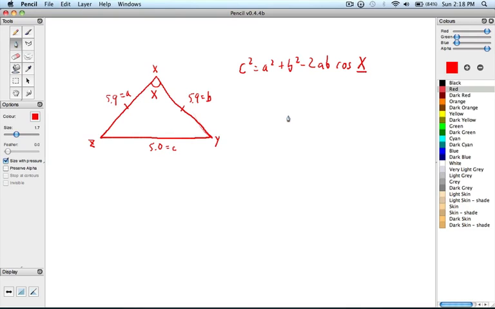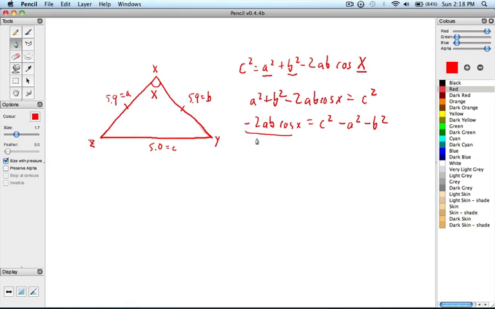So before I do anything, I want to isolate the X algebraically. So I'm going to subtract both A squared and B squared to the other side. So actually, before I do this, I'm going to say that A squared plus B squared minus 2AB cos of X is equal to C squared. So we can kind of solve for the left side. So we're going to subtract A squared and B squared. That gives us negative 2AB cos of X is equal to C squared minus A squared minus B squared.